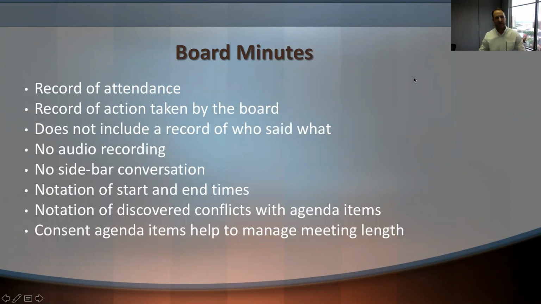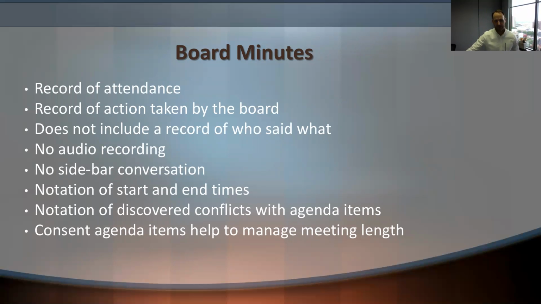Board minutes. Board minutes are a record of attendance and a record of action taken by the board. The minutes aren't so detailed as to include what each member says and when they say it, but they are a record of the overall decisions of the board. There's not an audio recording of board meetings. Sidebar conversations are not permitted, and the board minutes include a start and end time for each meeting.